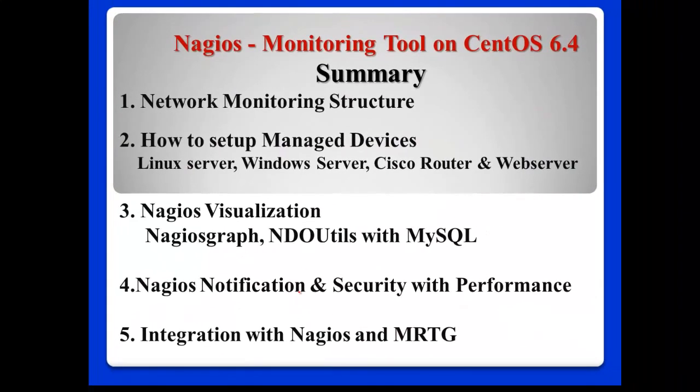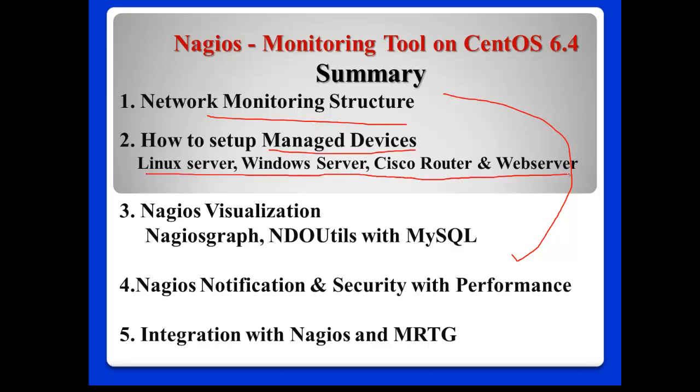Okay, so far I explained the Nagios notification and security, and the performance and the integration of Nagios and MRTG as well. In the previous videos, I explained these kinds of things: the network monitoring structure, using Nagios in my case, and how to set up and monitor managed devices such as the Linux server, Windows server, Cisco router, and web servers. And number three, Nagios visualization, to view some Nagios data using visualization, such as Nagios Graph, and using it with MySQL like this.